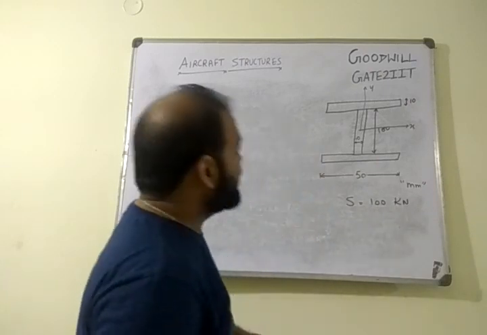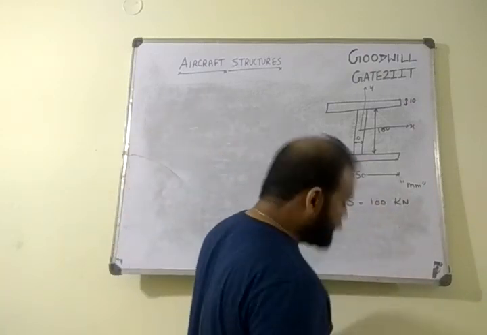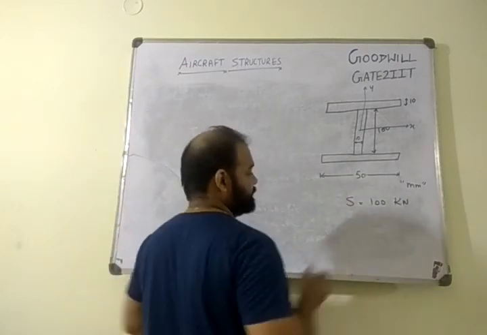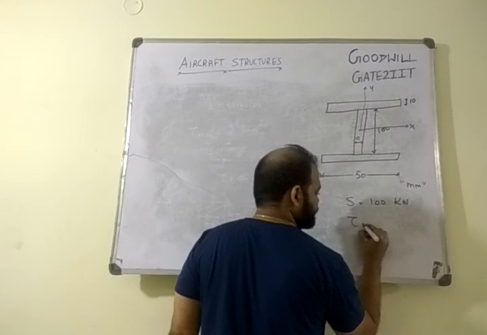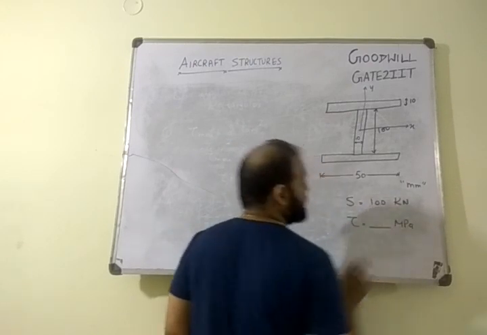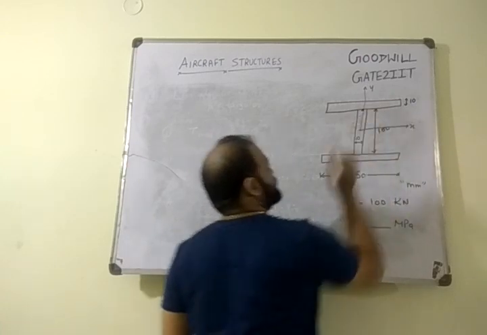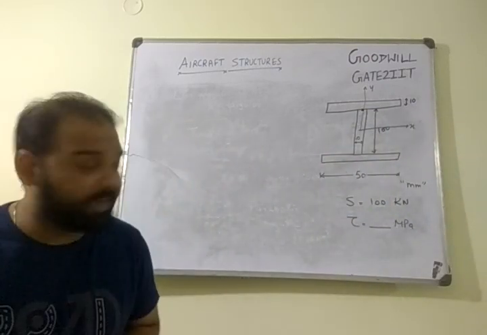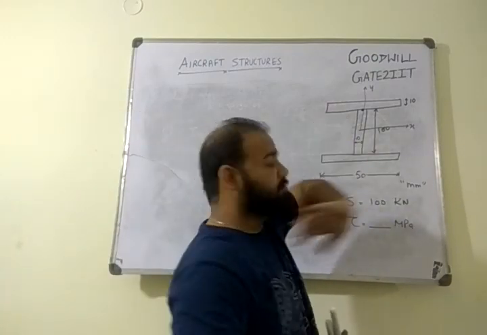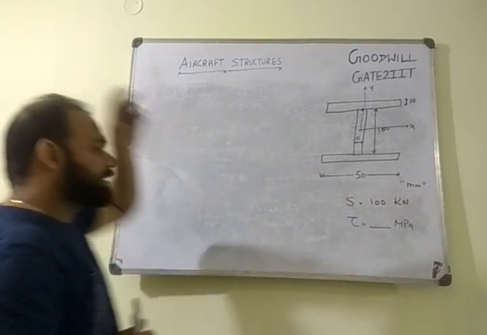Alright, now the numerical is: what is the shear stress acting, in MPa, fill in the blank, at the junction of web and flange, in the web. Now this is a huge thing. This is a very doubtful thing. I'll tell you both the cases. Please try to understand this.